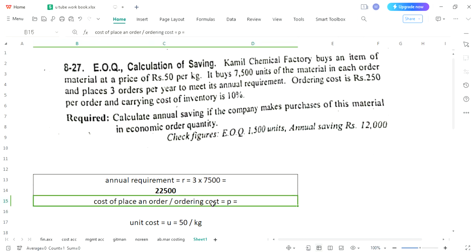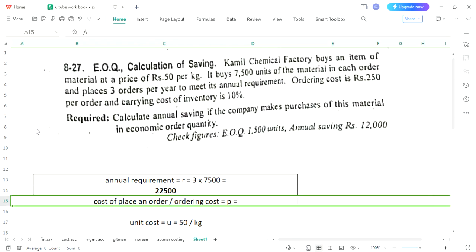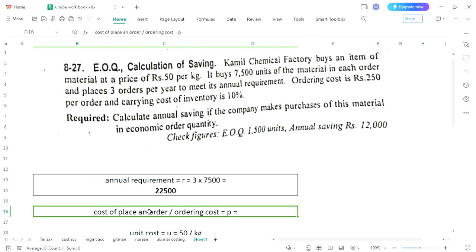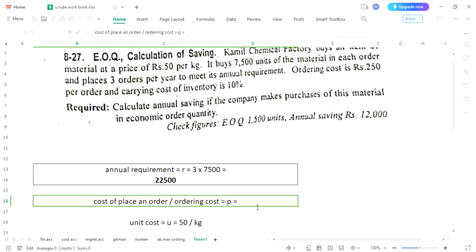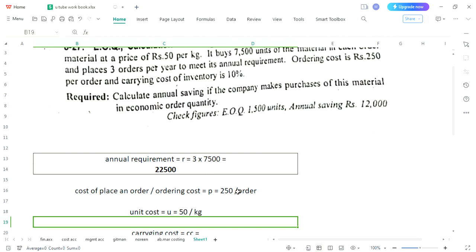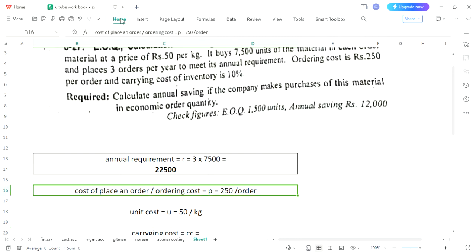The second thing, and let's add another row over here. So now the cost of placing an order, which is given in your question, and that is 250. You don't need to calculate it. Simply you will write 250 rupees per order. Alright guys, the second element related to economic order quantity has been completed. We have mentioned it, and now we will move forward. I was actually marking it as it's a part of our question.